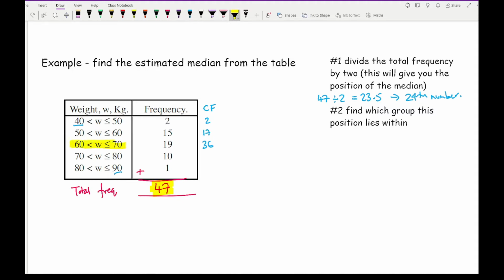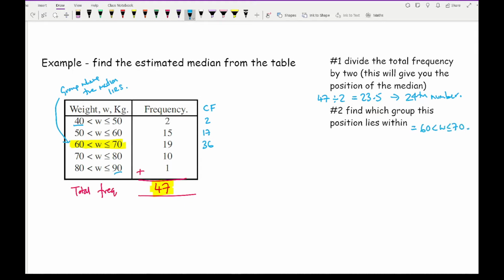So this is the group where the median lies. If I was asked the question of which group the median would lie in, then the answer would be 60 to 70, and that will be done. Now this is where it gets a little bit tricky. For this, I can just write the answer as 60 and 70, like so.